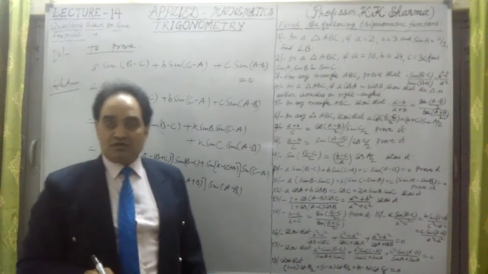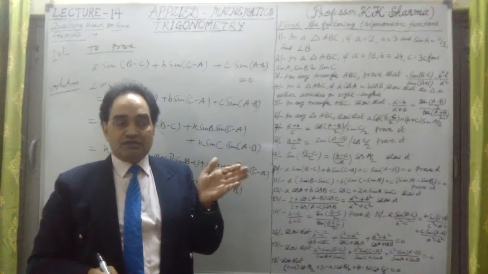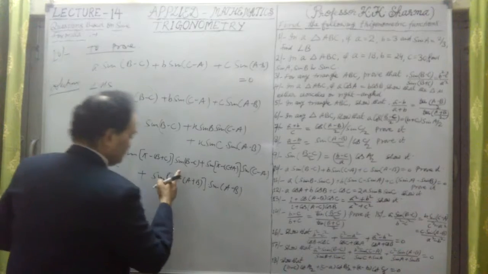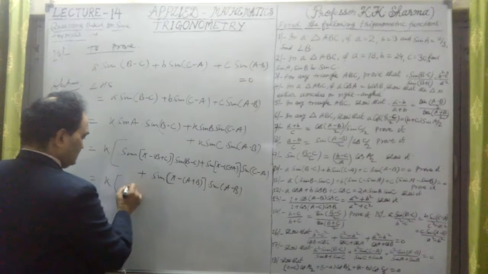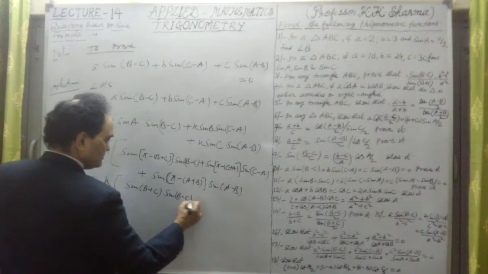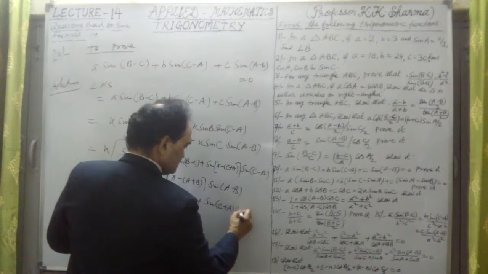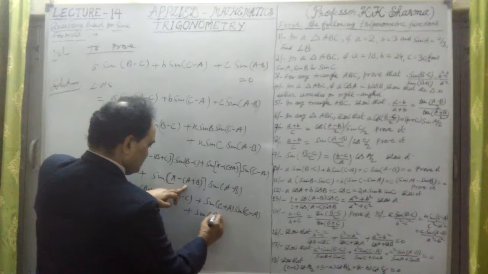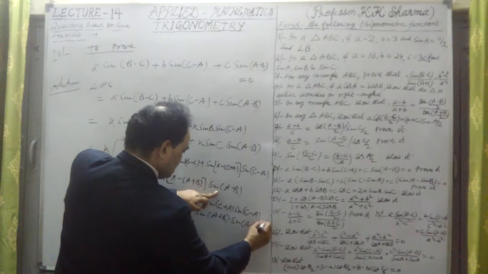Pi minus theta is lying in the second quadrant. In the second quadrant sine is positive, and sine pi minus theta is equal to sine theta. Cos pi minus theta is minus cos theta, but in this case sine is there, so it is positive. We can write it as K into sine B plus C into sine B minus C, plus sine C plus A into sine C minus A, plus sine A plus B into sine A minus B as it is.